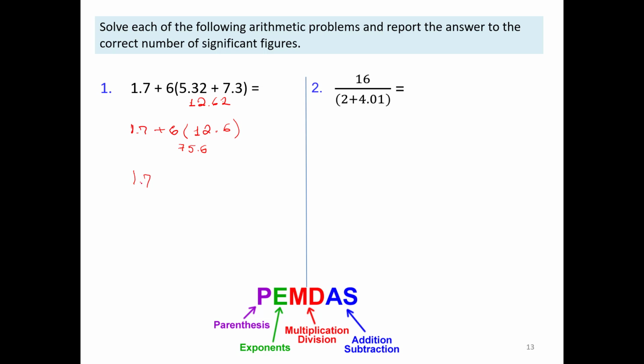Now, let's write it with the correct number of significant digits. We had multiplication, so we need to take into account the number of significant figures. We had 1 significant figure and we had 3 significant figures. In this case, the answer must have 1 significant figure. Here we had 75, and we need to round this place.